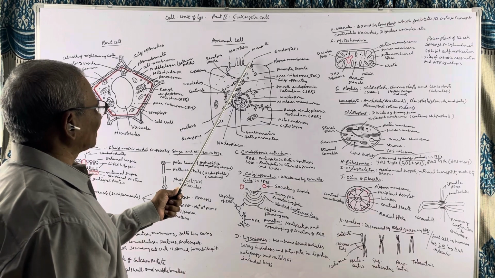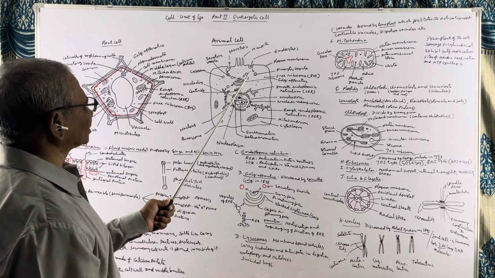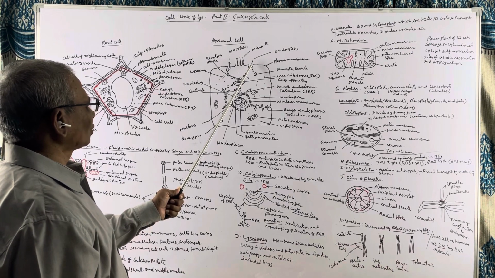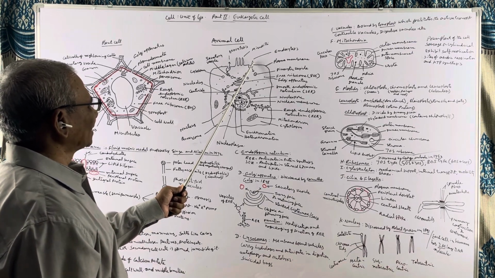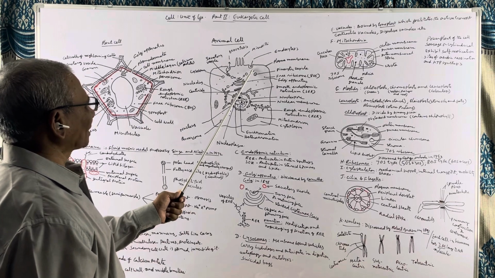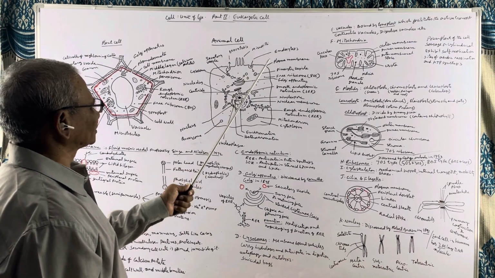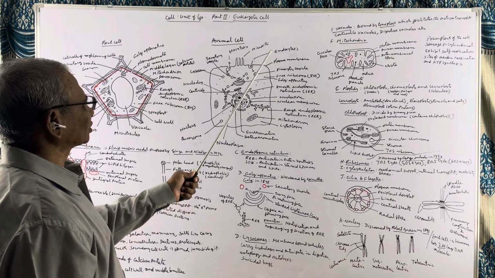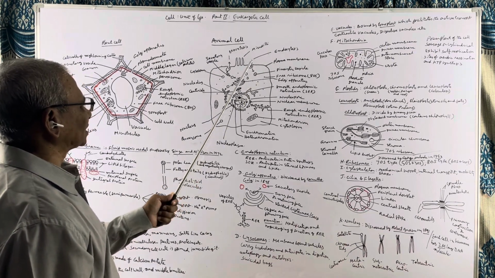Plasma membrane also helps in taking fluids into the cell. This is called drinking. So, if the plasma membrane takes the fluids into the cell, the process is known as endocytosis. And the vesicles formed through endocytosis are known as pinocytic vesicles.